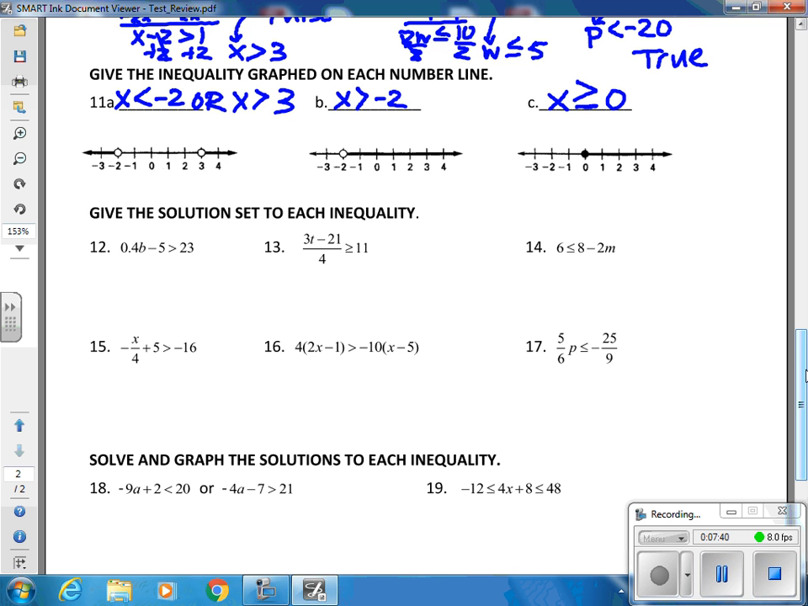All right, for 12 through 17, you are just solving each one of these. You are not graphing them. Remember in class that I also told you for number 13 that this is not a 21, this is a 22 right there. That does make the answer come out a little differently.